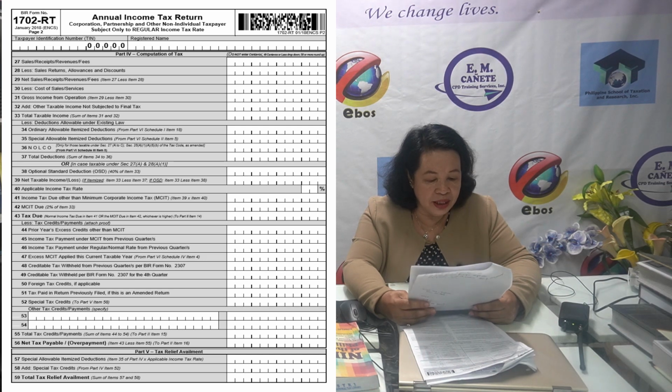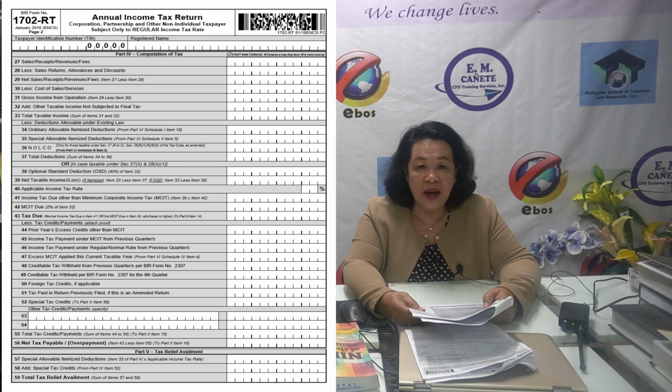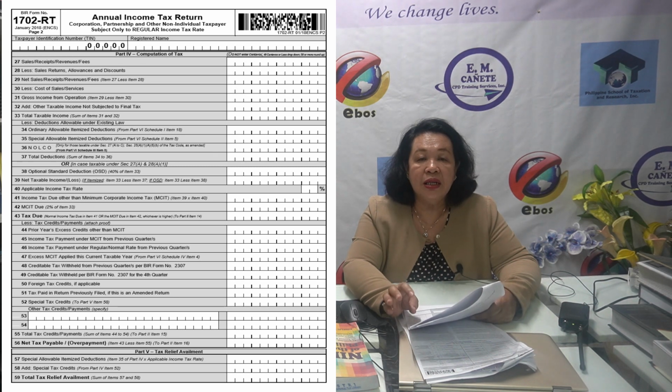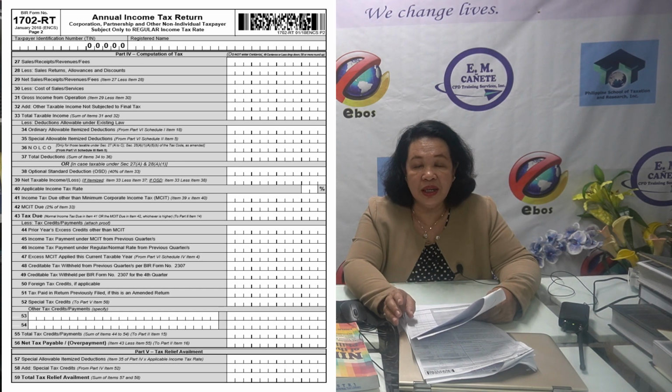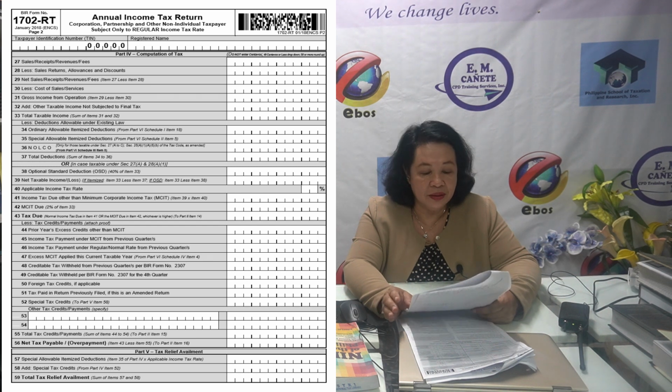Line number 41, income tax due other than minimum corporate income tax. Okay. Line number 42 is the MCIT due, 2% of item 33. What is this MCIT? This is the minimum corporate income tax, which is required by law that a corporation should pay, and the computation of this is sales less cost of sales equals gross income, multiplied by the 2% rate equals the payable. Okay.